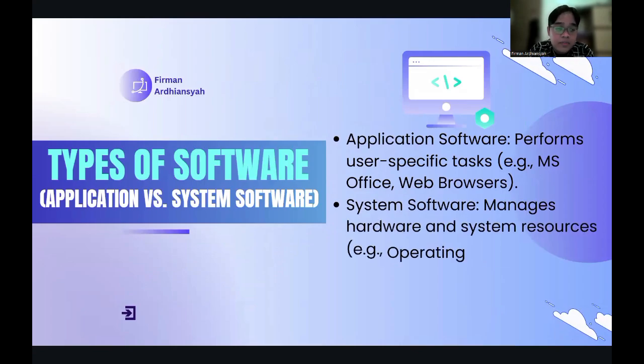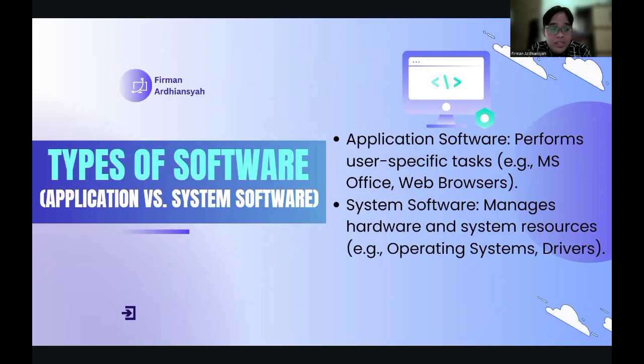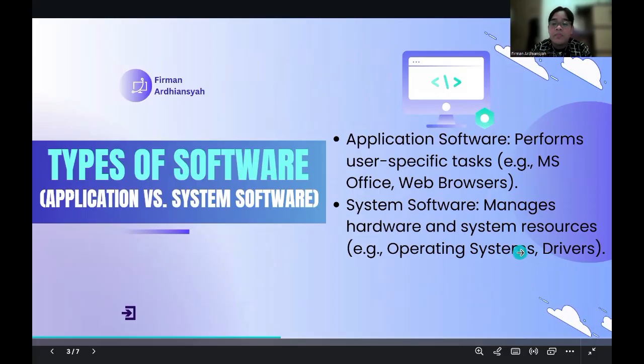Software has two types: application software and system software. The first, application software, performs specific tasks. Examples are Office and web browsers. And number two, system software, manages hardware and system resources. Examples are operating systems and drivers.